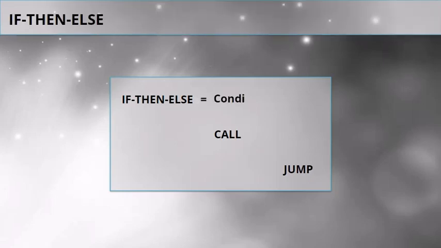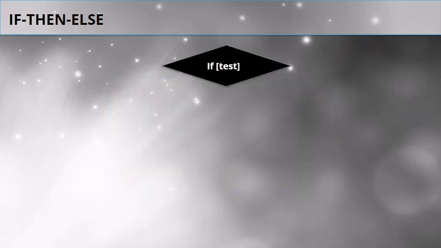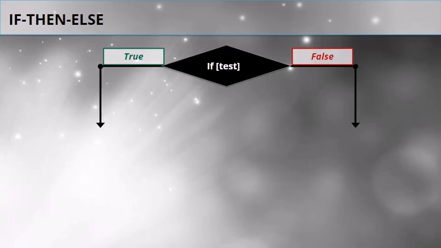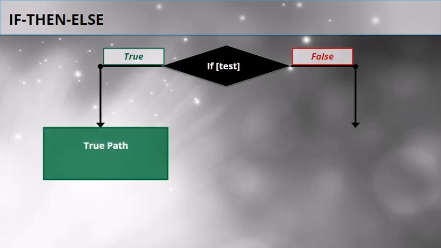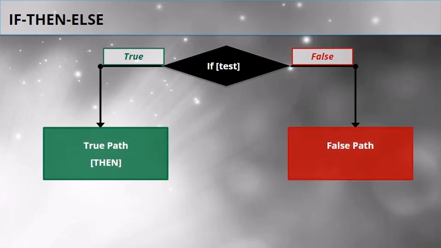If, then, else is sometimes called a conditional branch statement. The if portion tests a condition. Depending on whether the condition is true or false, the program executes either a first statement block, the then block, or a second statement block, the else block.